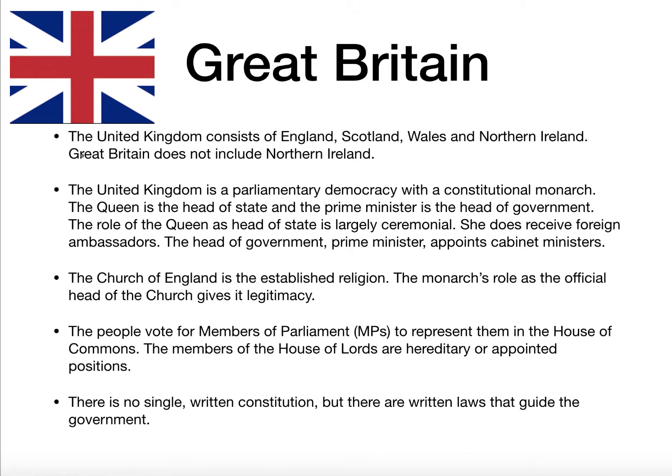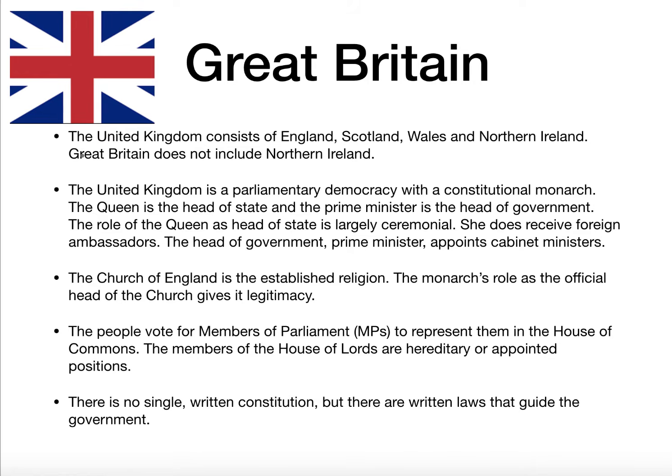Okay, first of all, the United Kingdom consists of England, Scotland, Wales, and Northern Ireland. When we are talking about Great Britain, this does not include Northern Ireland. Hopefully you remember that very, very rapid pace video that explained this in tremendous detail.